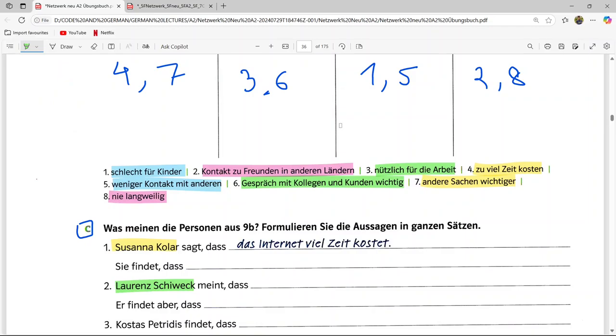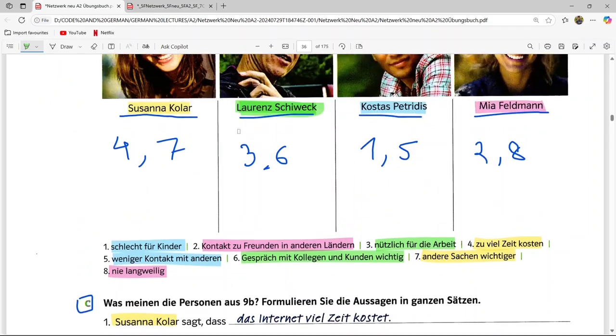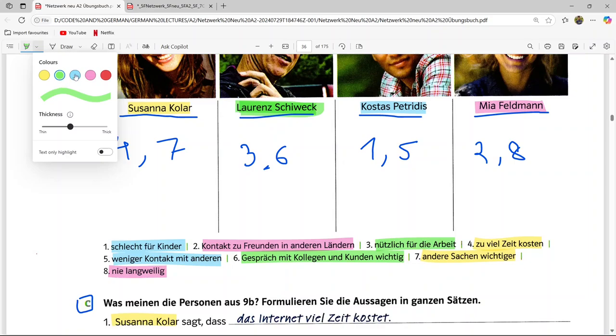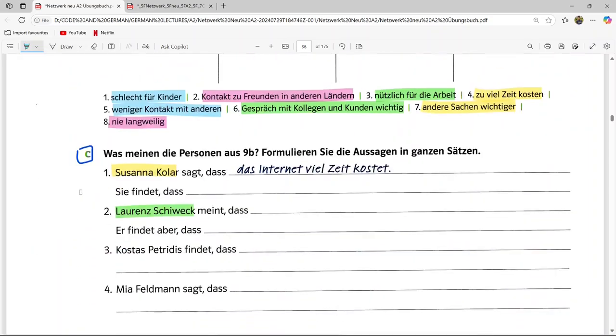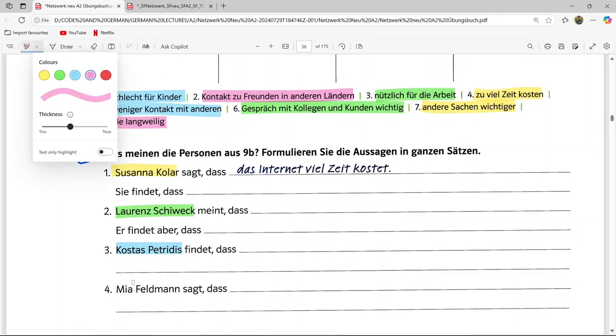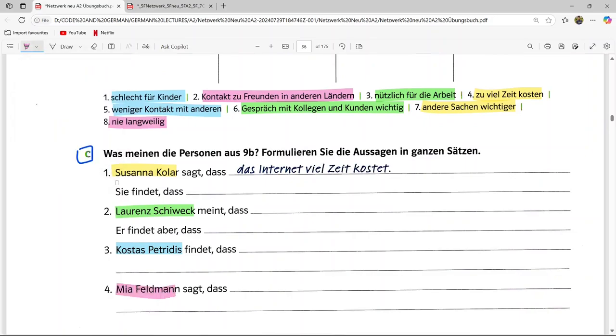Next one is Costas. Costas is blue. And finally Mia. Okay, and now using this we have to make the sentences. Okay, first one is already done.